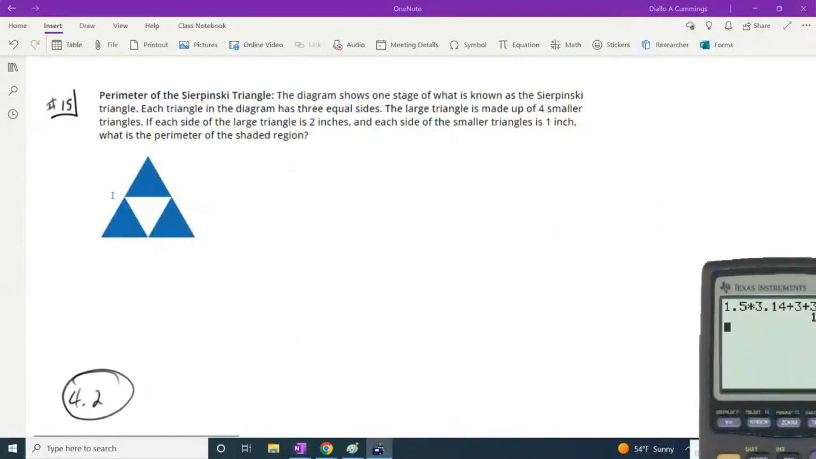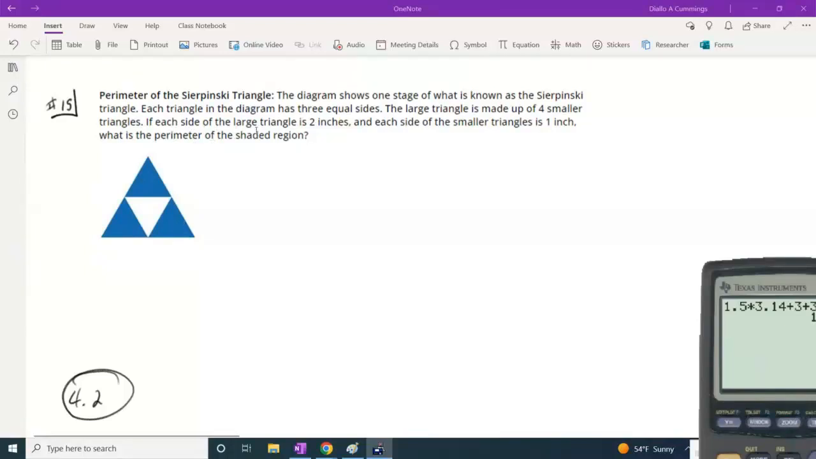All right, now number 15. This is a Sierpinski triangle. It says the diagram shows one stage of what is known as a Sierpinski triangle. Each triangle in the diagram has equal sides, right? So all of these things are equilateral triangles. The big one is an equilateral triangle, and those smaller triangles are equilateral triangles. It says the larger triangle is made up of 4 smaller triangles, right? So I have the big triangle, and then I have 4 triangles within.